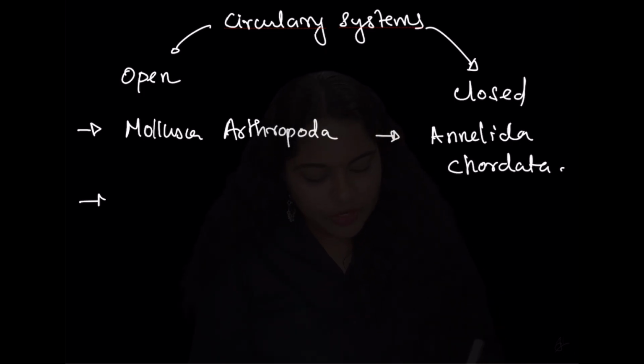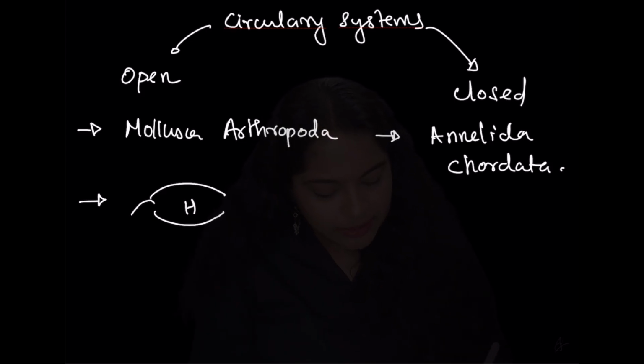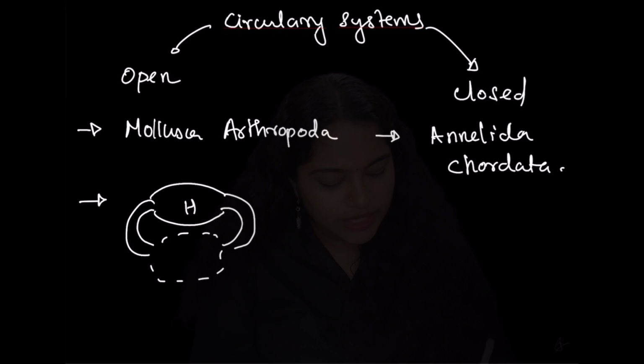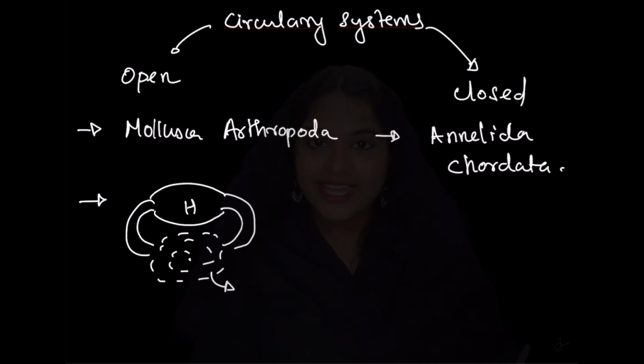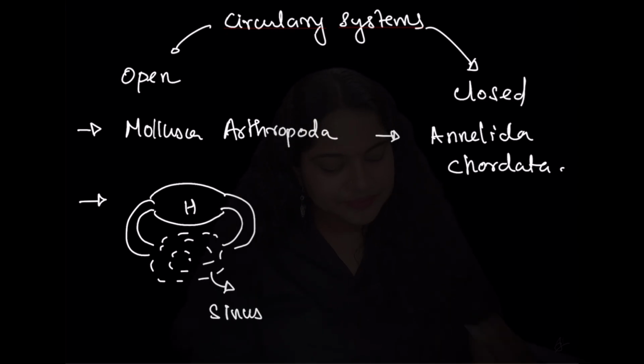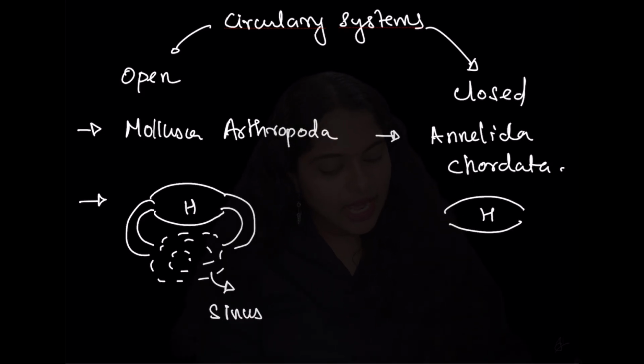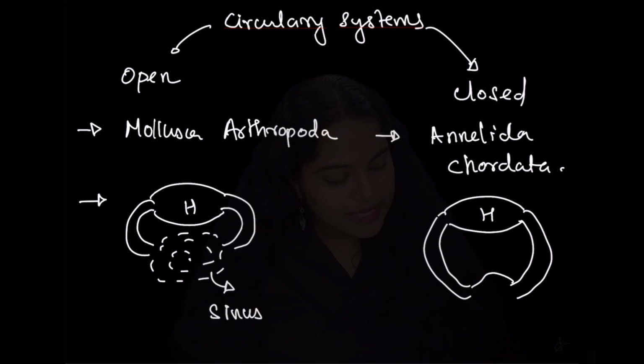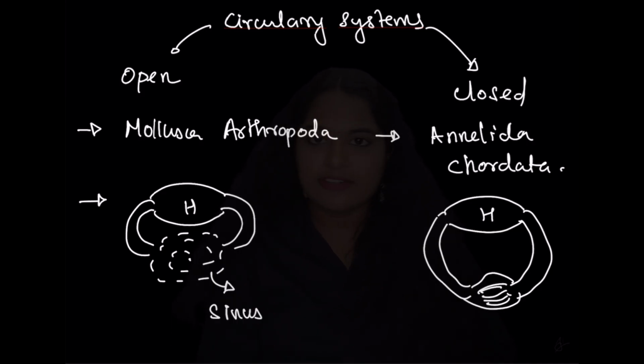So in open circulatory system, what will happen? Here the heart is there and this heart will be pumping out blood through large vessels and the blood will be flowing in the body spaces called sinuses. And coming to closed circulatory system, the heart will be pumping out blood through definite arteries, veins and capillaries, through a closed network of capillaries, arteries and veins.